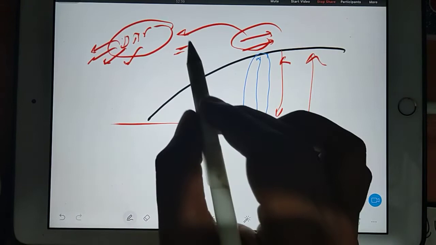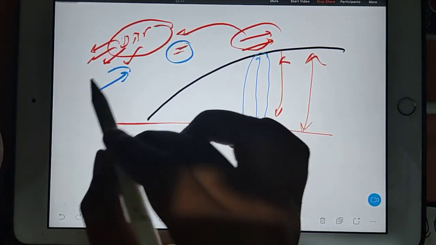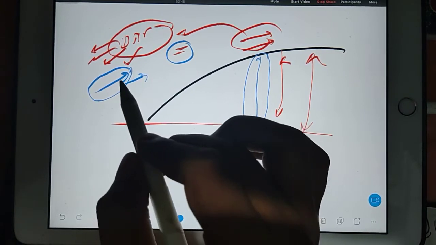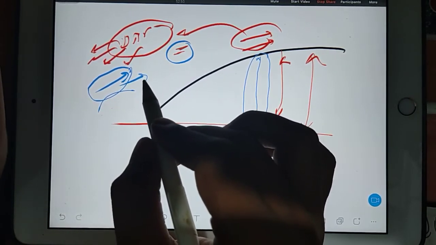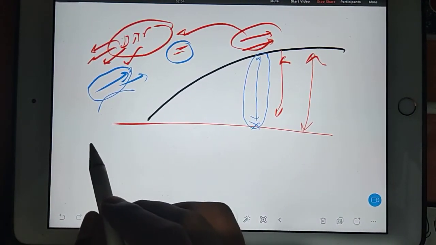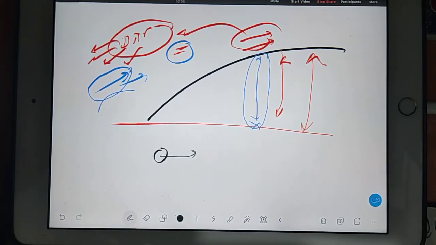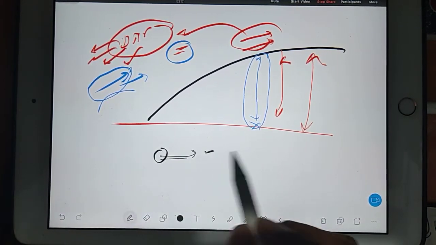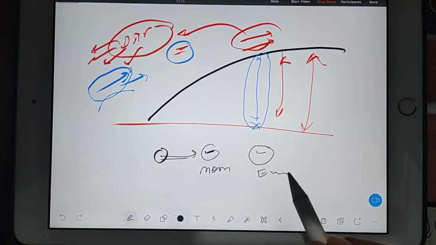In energy thickness, try to understand, if mass is being displaced, that mass is carrying momentum. At the same time, mass is carrying energy. Whenever any mass is running in any direction, it carries two things with it: one is momentum and one is energy.